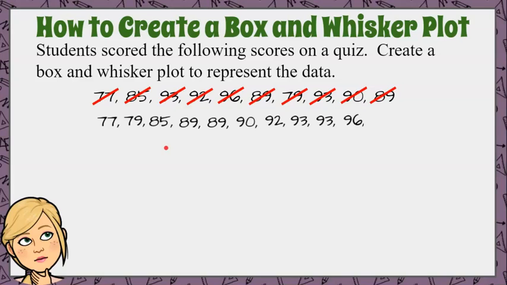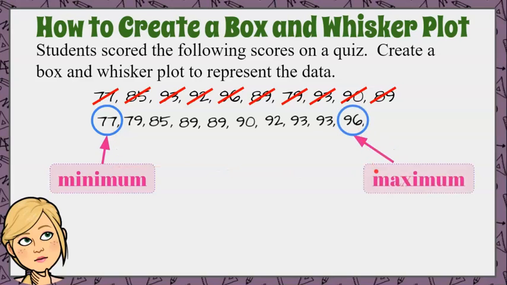Now we're going to identify our 5 key points. We have minimum, which is 77. We have our maximum, which is 96. And then we need to find our median.